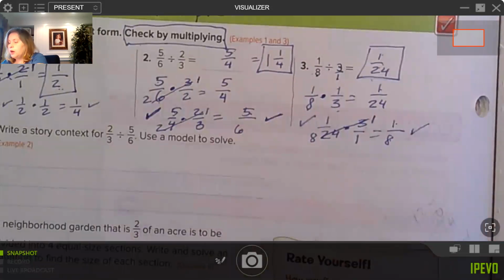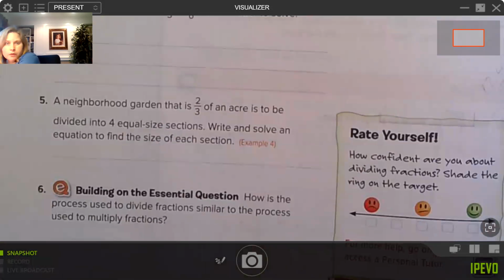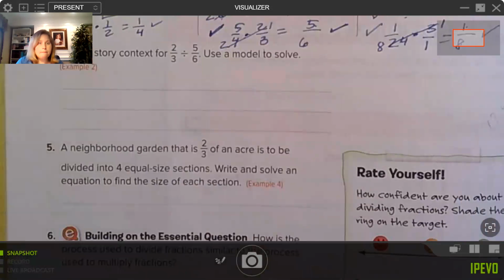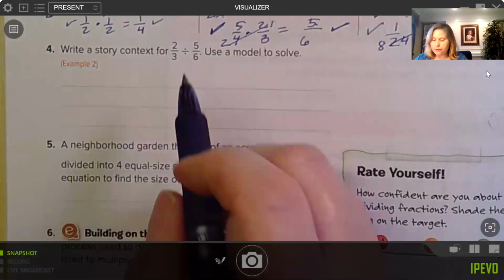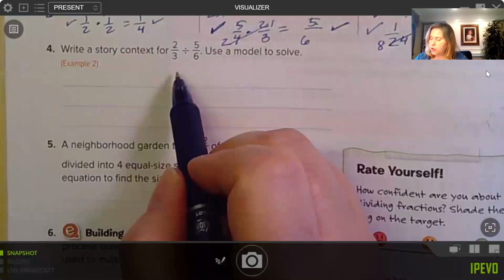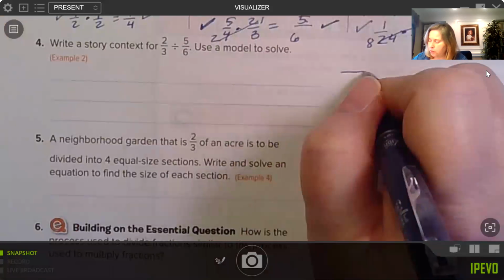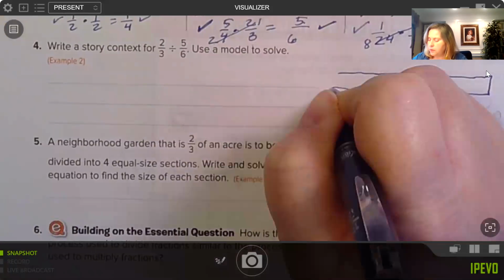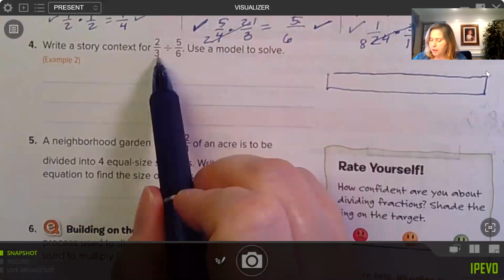Number 4, a little bit of a harder problem. We need to write a story problem and solve. So let's take a look at this one. Write a story context for 2/3 divided by 5/6. Use a model to solve. So I'm going to just draw a rectangle, and write a context for 2/3 divided by 5/6.